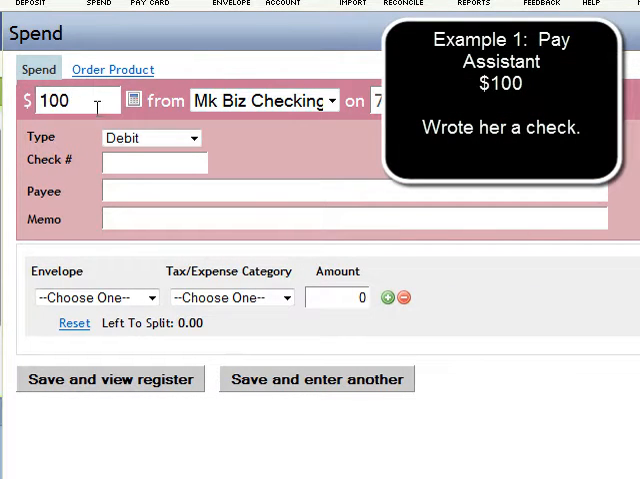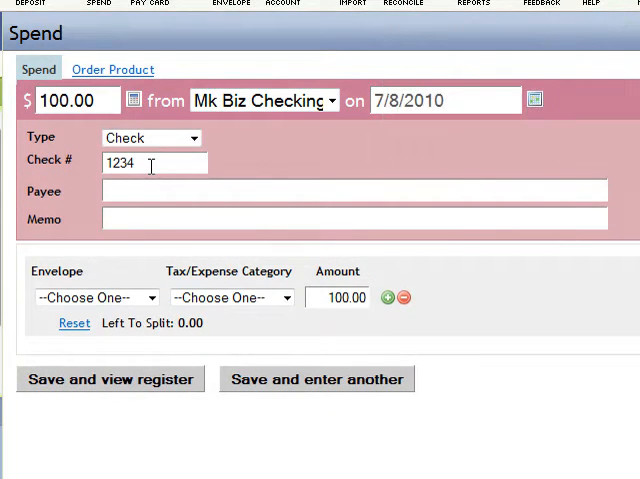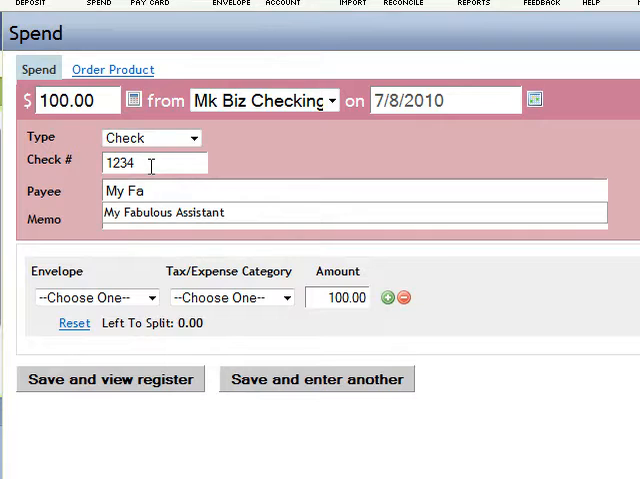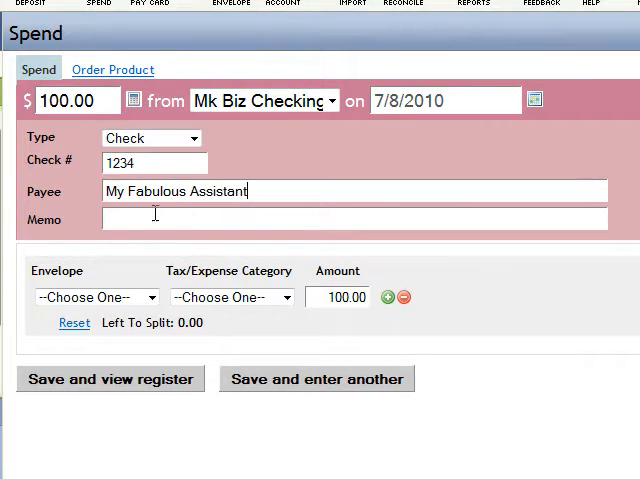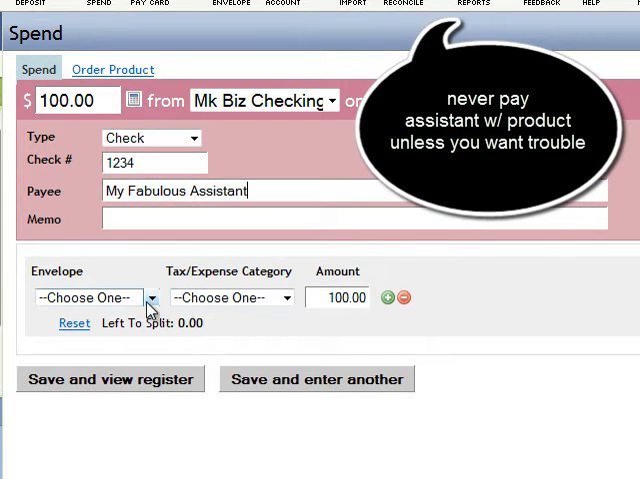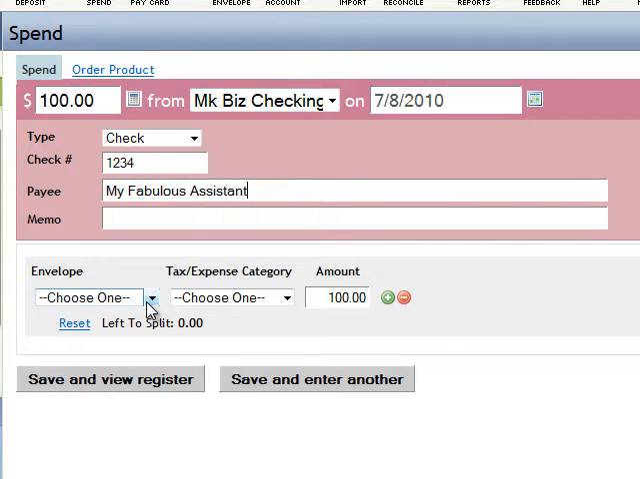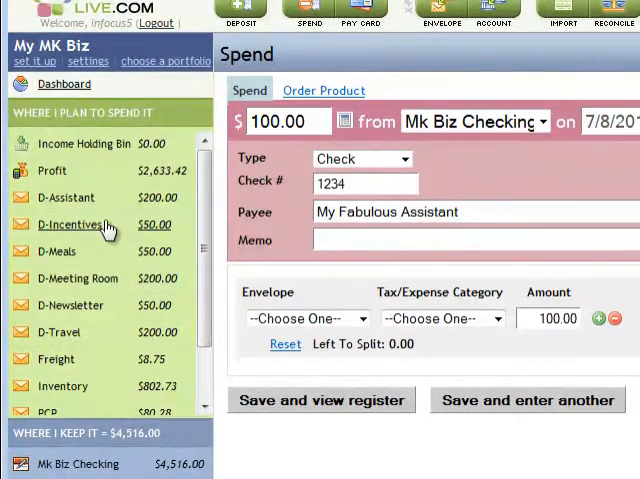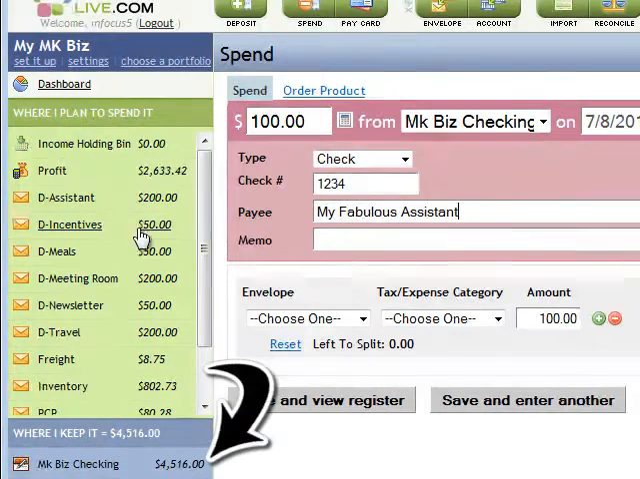So the first transaction we're going to do is we're going to pay our assistant. Let's say that I just pulled out my checkbook and I wrote her a check in the amount of $100. And we'll just say, my fabulous assistant. Now, by saying that, of course, that information is going to be recorded to my checkbook. But the most important part about Ascend, and the reason you use Ascend, is because it is the financial advisor for your business. So in the envelopes or within your spending plan, you can see that so far this month we have pre-spent $200 of our total $4,516. We've budgeted $200 of it for our assistant.